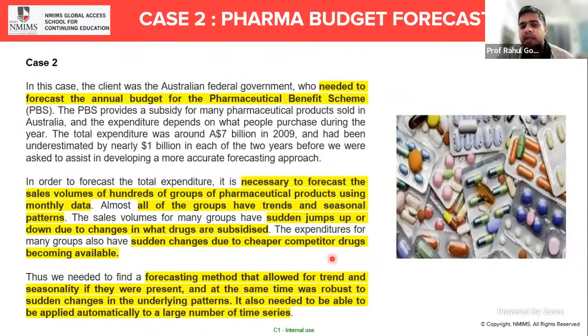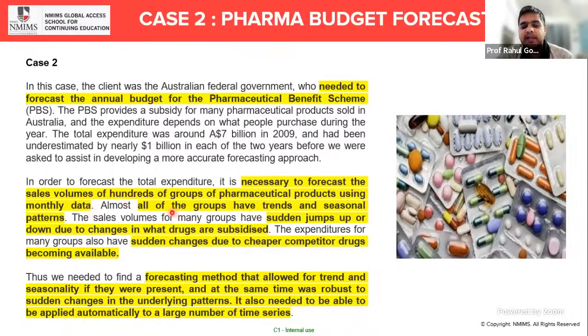Similar is the case in pharma. In this case, the client was the Australian federal government, and they also needed to perform forecasting. They wanted to forecast the annual budget for a certain subsidy: if they are to provide any subsidy, what is the spend going to be? In order to forecast total expenditure, it was necessary to forecast the sales volume of 100 groups of pharmaceutical products using monthly data.